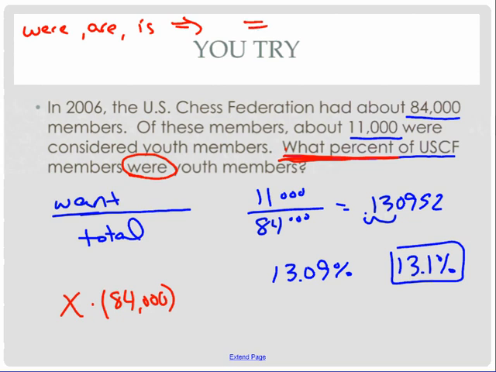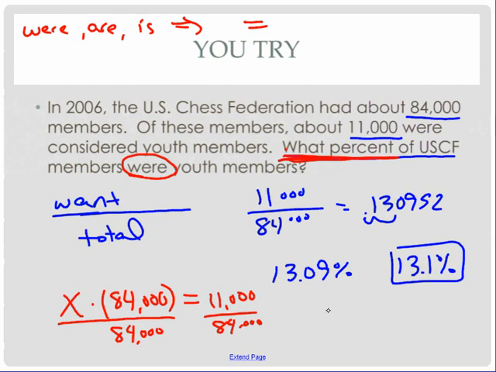Now, of course, there are exceptions in how people can phrase things, but for the most part, anytime you see any of these words, that's going to be an equal sign. So I'm going to change this were into equals. And then youth members. Well, it tells me there were 11,000 youth members, so I'll go ahead and put that there. Now, if I want to solve this for x, all I would do is divide by 84,000. And you can see I'm right back where I was a second ago. 11,000 divided by 84,000. And you're still going to get the same answer.